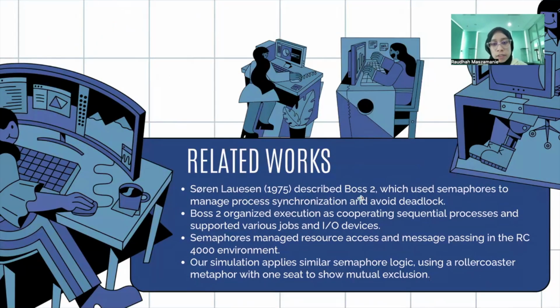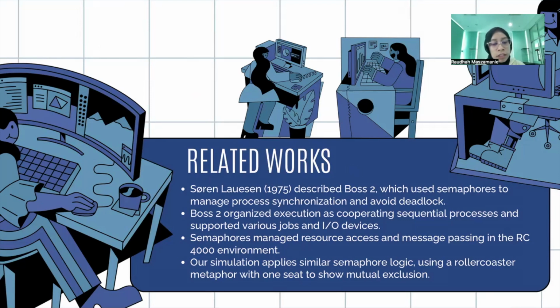So for related work, there's one relevant reference. It's the work by Soren Lawson in 1975, who described the BOS2 operating system. BOS2 used semaphores and extended semaphores to manage synchronization among concurrent processes. In this system, execution was organized as multiple cooperating sequential processes, and semaphores help avoid deadlock. BOS2 controlled access to limited system resources and supported various jobs and input-output devices.